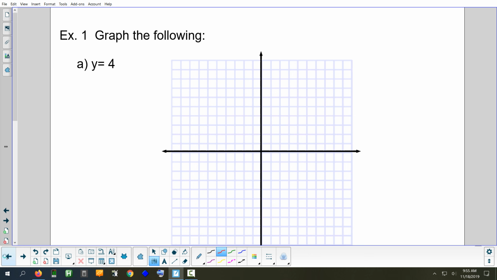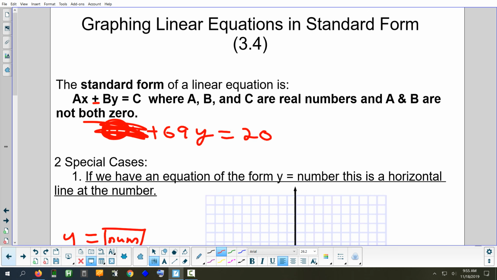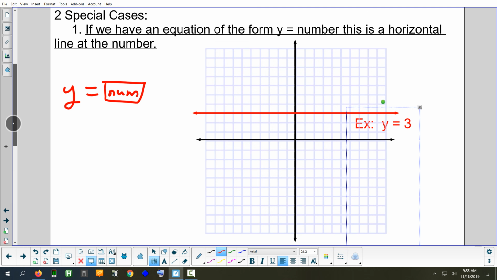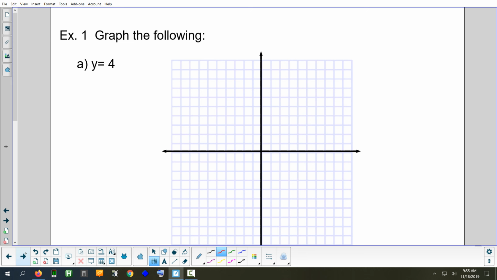It's vertical. Why? Because it has the y-axis. All right, let's go back and look. So special case. You said it because it has y, it's vertical. I meant horizontal. Y equals is horizontal. Okay, so we know it's horizontal. Now we got to put it at the number 4.